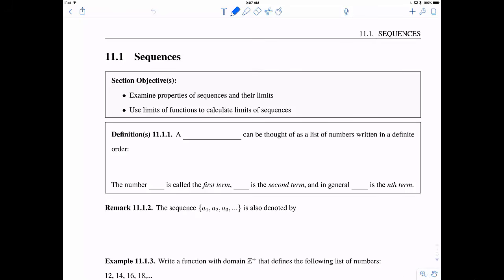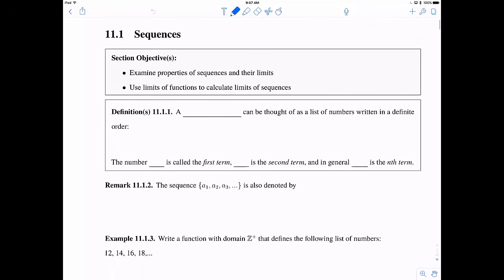So the first thing I should probably tell you is, what is a sequence? A sequence can be thought of as a list of numbers written in a definite order. So let's choose some real numbers here: a1, a2, a3, a4, dot, dot, dot, all the way to an and beyond. So a1 is a real number, and it's called the first term. a2 would be the second term. And in general, an, or sometimes you pronounce this a sub n, is going to be the nth term.